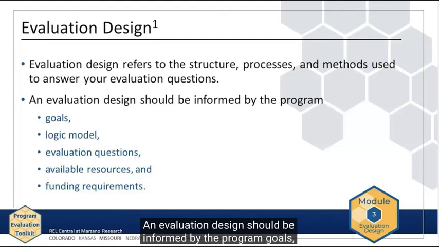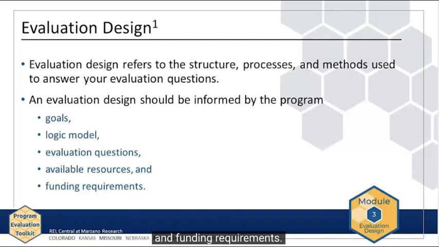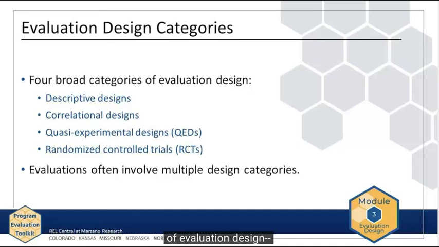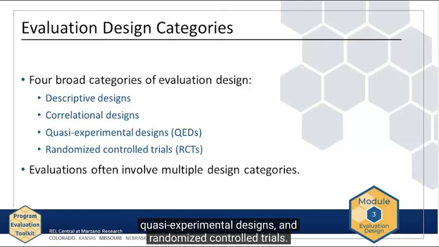An evaluation design should be informed by the program goals, logic model, evaluation questions, available resources, and funding requirements. In this chapter, you will learn about 4 broad categories of evaluation design: descriptive designs, correlational designs, quasi-experimental designs, and randomized controlled trials. Often, program evaluation involves more than one or even all of these design categories.